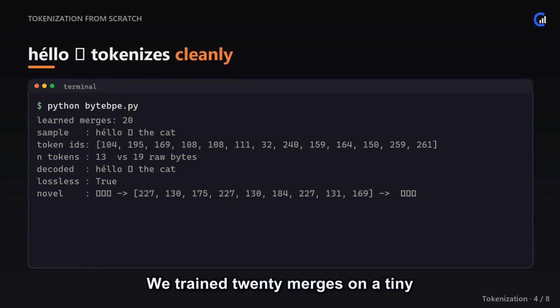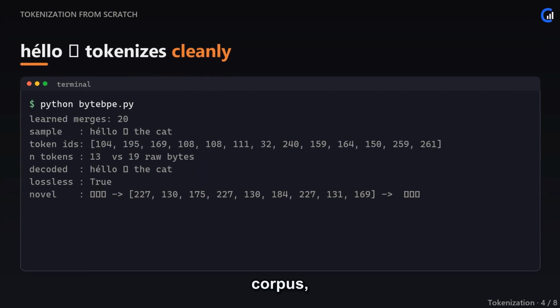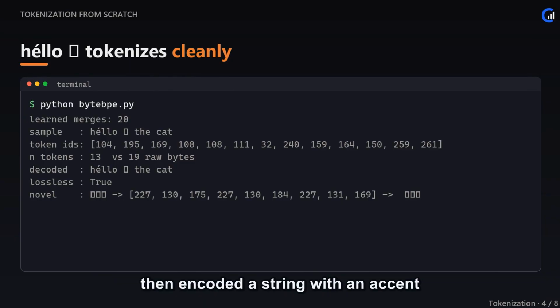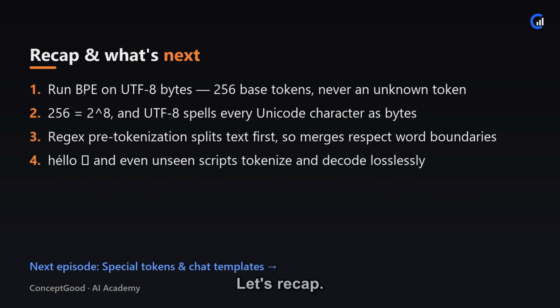And the payoff. We trained 20 merges on a tiny corpus, then encoded a string with an accent and an emoji. It tokenizes to 13 IDs instead of 19 raw bytes. The learned merges compressed the common bits like the and cat. Decode returns the exact string, lossless. And the last line is the whole point. A Japanese word the tokenizer never saw still encodes and decodes perfectly through its raw bytes. No unknown token, ever. Let's recap.